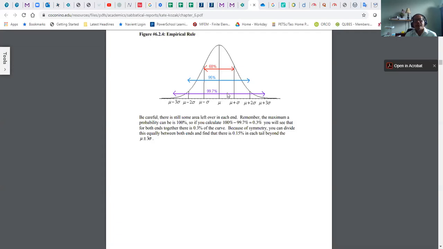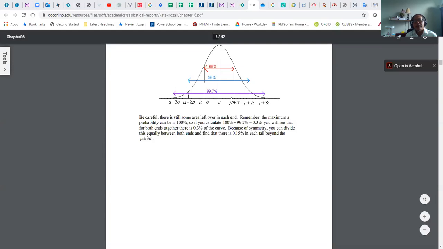Okay. So you can see this area from here to here is equal to about 68%. And this area from here to here, or two standard deviations, is 95%, and from negative infinity to positive infinity, three standard deviations, is considered 99.7%. Okay. Yeah, I think this was the last problem in section 6.